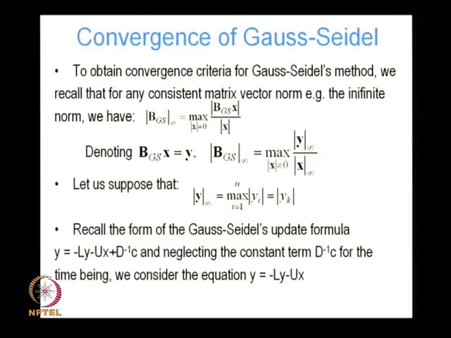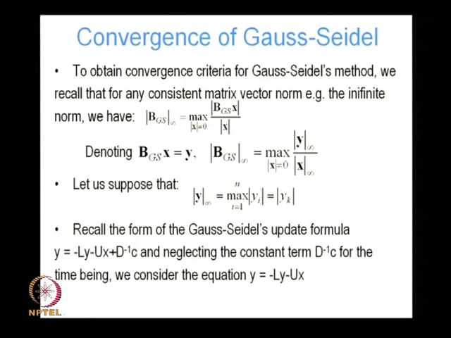Let us suppose that the infinity norm of y, which is by definition the maximum of the absolute values of all the components, we calculate the absolute value of the components and take the maximum of that over all the components, that by definition is the infinity norm of y. And let us suppose in that y vector the kth component gives me the infinity norm of y. So, this is basically the largest entry in the y vector.